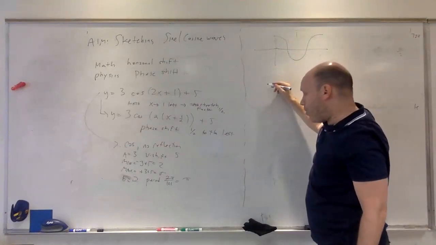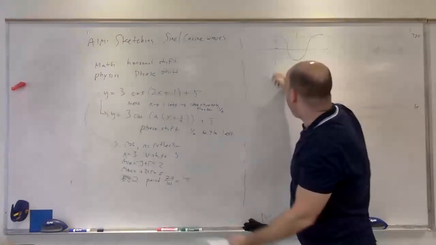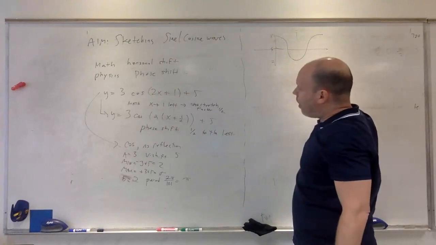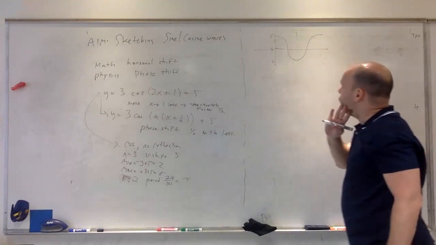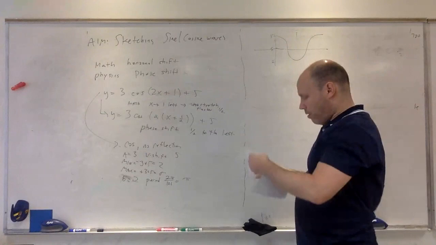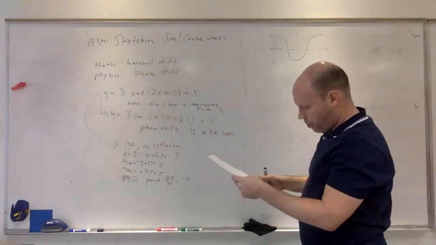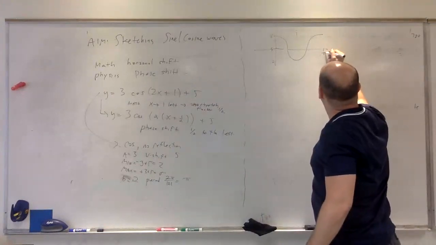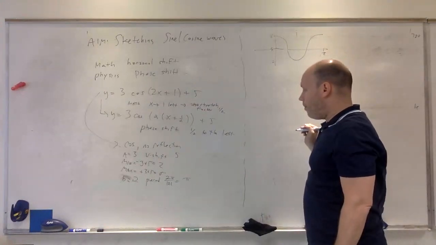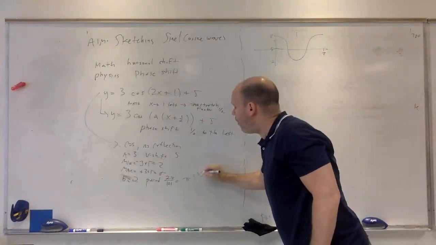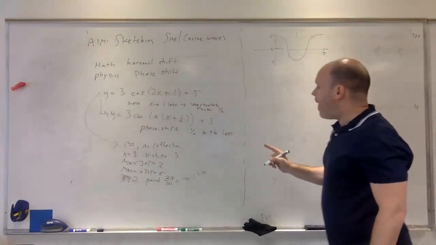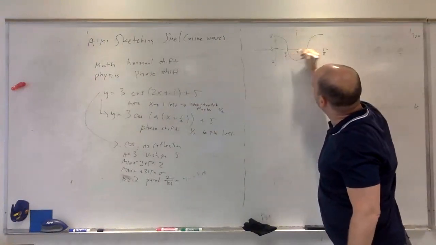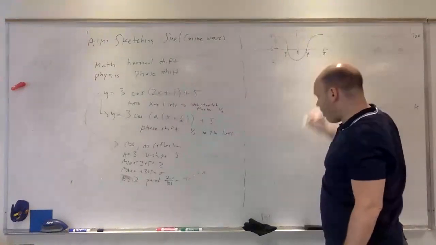Maybe extend this out a little bit. I know the maximum is 8. The minimum is 2. The midline is 5. What do we have here? We know that the period is pi, which is, we're going to use like 3.14, right? And then we can fill this in if we have to. Pi over 2, pi over 4, 3 pi over 4.